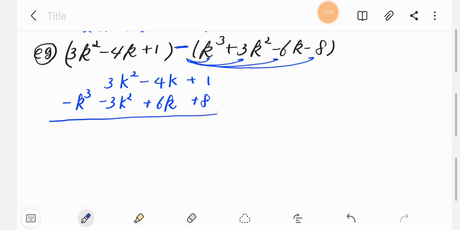And then what do we do? Add up these two, just add each column. So this is minus k cubed. And this is 0, so we don't write anything. And then negative 4 plus 6 is plus 2k, and then plus 9. So this is the result.